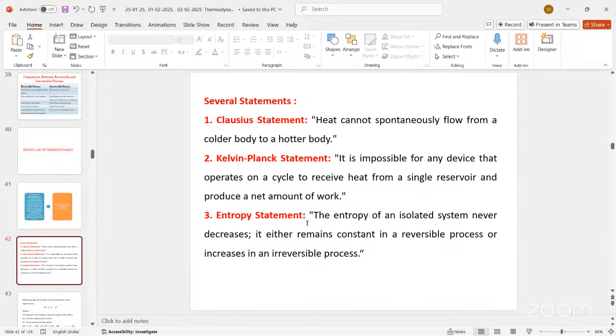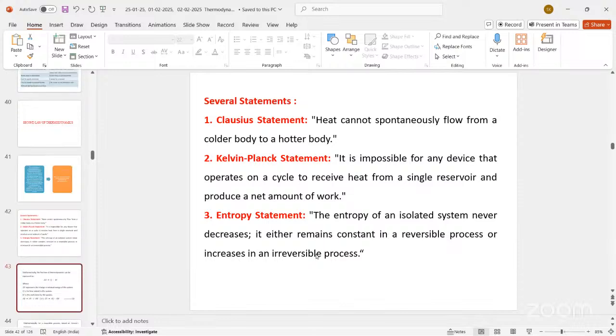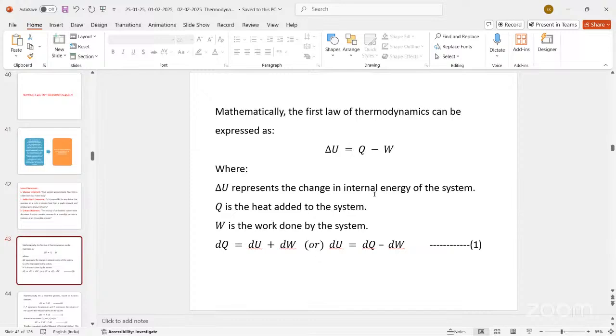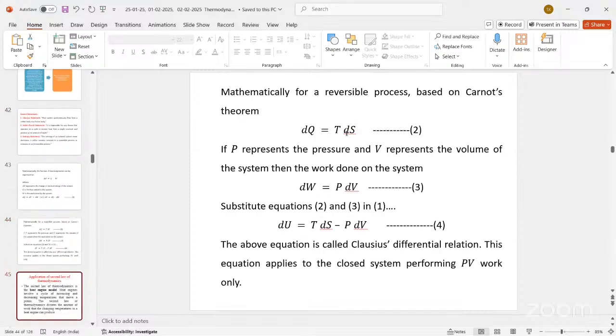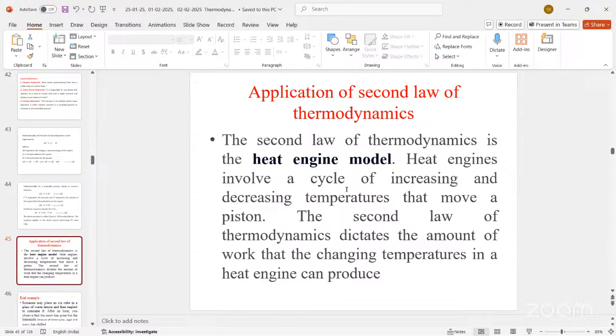What is the entropy statement? The entropy of an isolated system never decreases. It either remains constant in a reversible process or increases in an irreversible process. These are mathematically proved. Now the applications of the second law of thermodynamics.